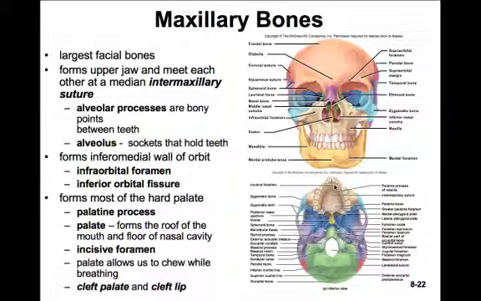The palate allows us to chew food while keeping it separate from the nasal breathing. A cleft palate is when this intermaxillary suture doesn't form properly. And if this intermaxillary suture isn't forming properly, then we'll probably end up with a cleft lip also.